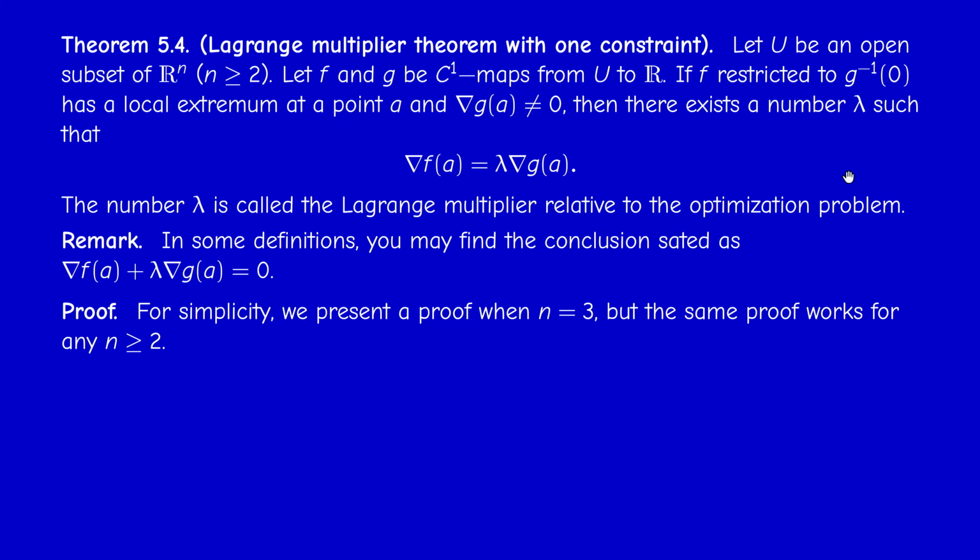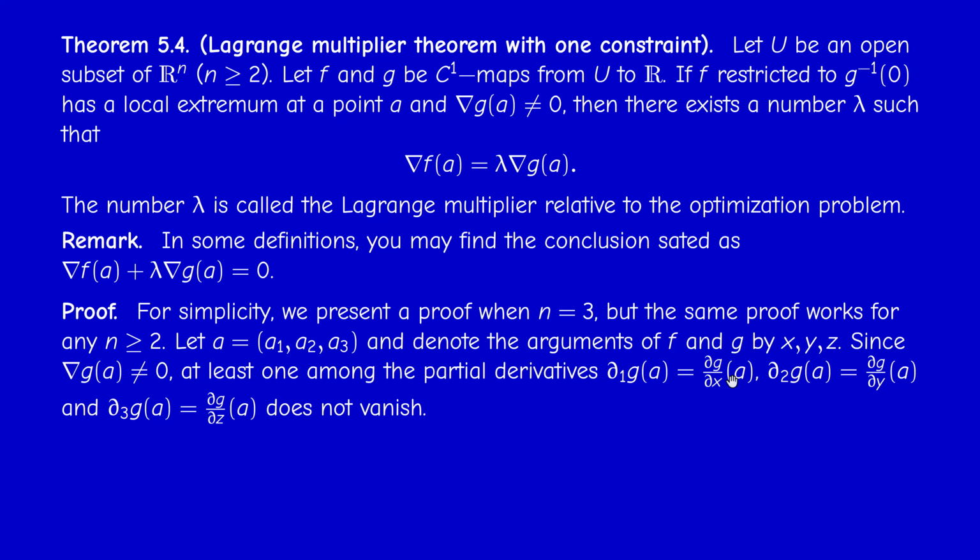So we can use two notations, if you like: del 1 g at A, or del g over del x at A. Similarly for del 2, del 3. I find this notation a little bit less cumbersome, but if you want, you can use the other one if you are familiar with it. It's the same thing. So one of them is not 0. So after relabeling them, we may assume that it's the third one which is not 0.